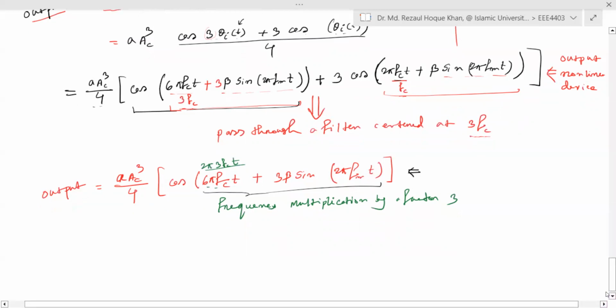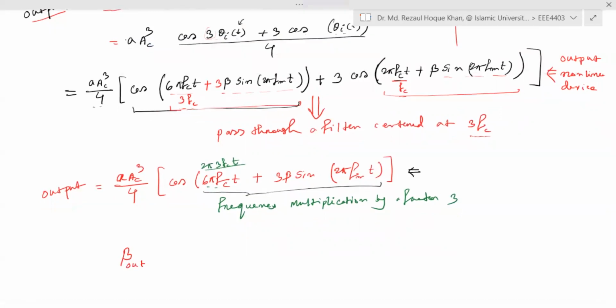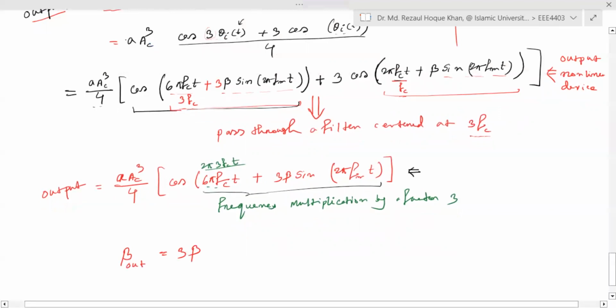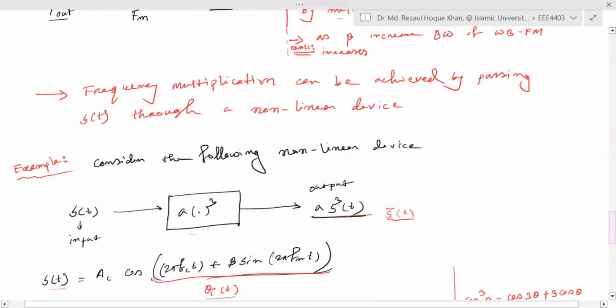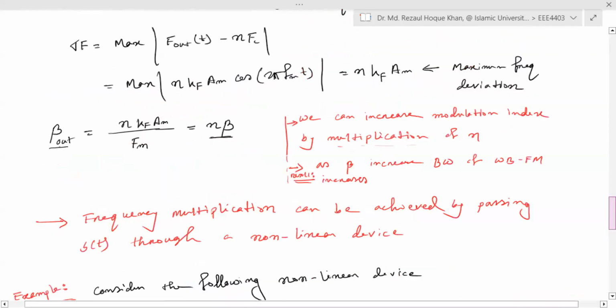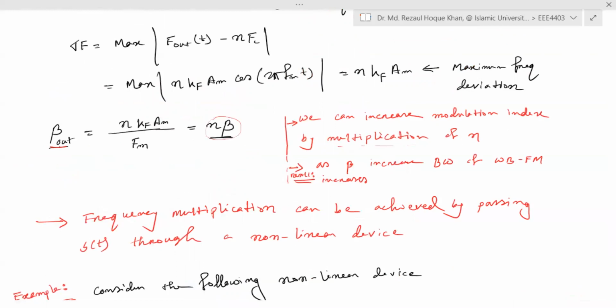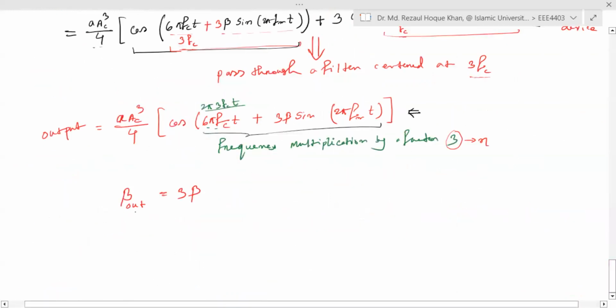here what we find is that beta out, the output modulation index, is nothing but 3 times the beta. Here the multiplication factor is 3, which indicates our n factor in this specification. In this example, we took a specific case of a cubic nonlinear device, where beta out will be n times beta, and here the n value is 3. So this is one of the findings from here.